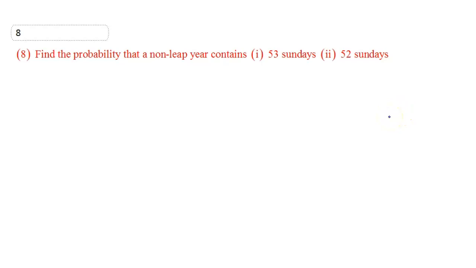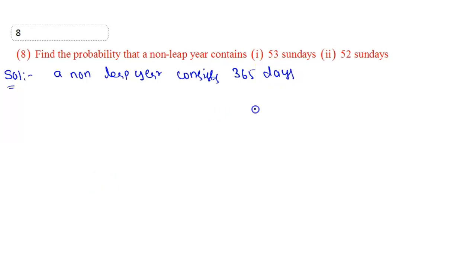Right. Next question. Find the probability that a non-leap year contains 53 Sundays, and second condition, 52 Sundays. Right. So here in the question he is asking a non-leap year. A non-leap year consists of how many days? 365 days. Right.